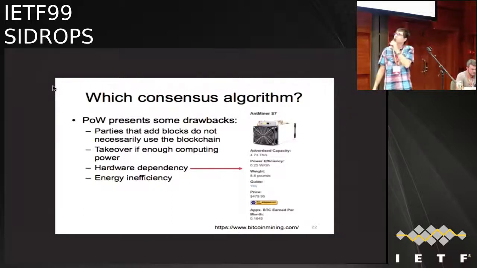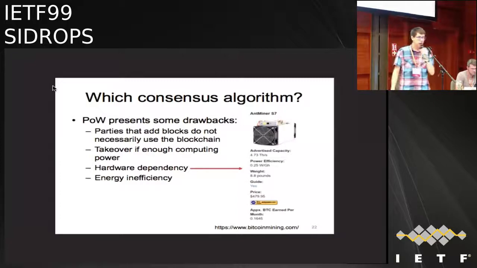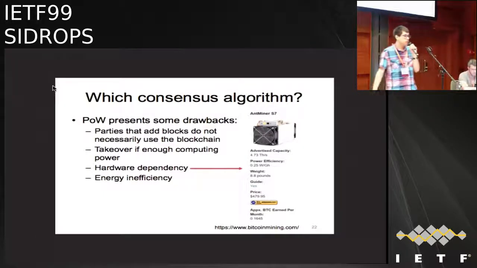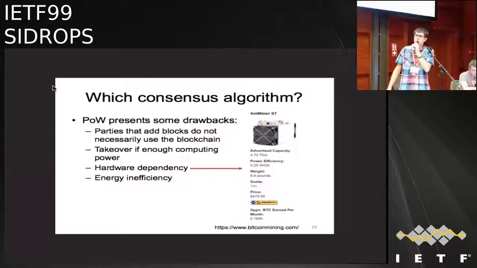So if we want to build a blockchain, the first question that comes to mind is which consensus algorithm we should use. The typical choice is proof of work. It's the one that most blockchains use. But in our scenario, it presents some drawbacks. The first of all being that the parties that have blocks do not necessarily use the blockchain. So that means that in some cases, they would not be interested in its correct operation.